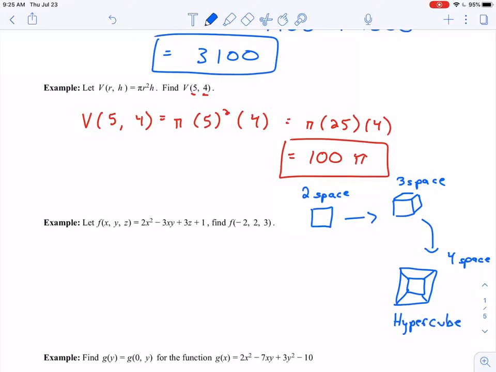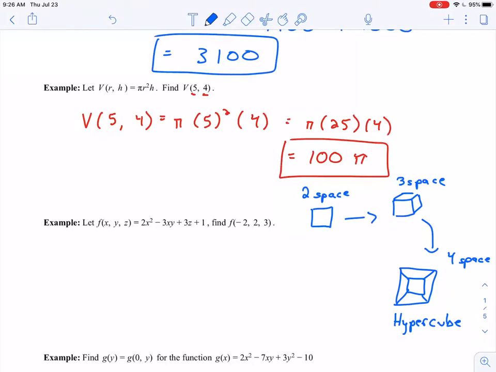If you just Google hypercube and go to the Wikipedia page, just look at a rotation of it, and it looks like it's moving. It's so cool. I think it's awesome. You don't need to know that. I just think it's really cool.